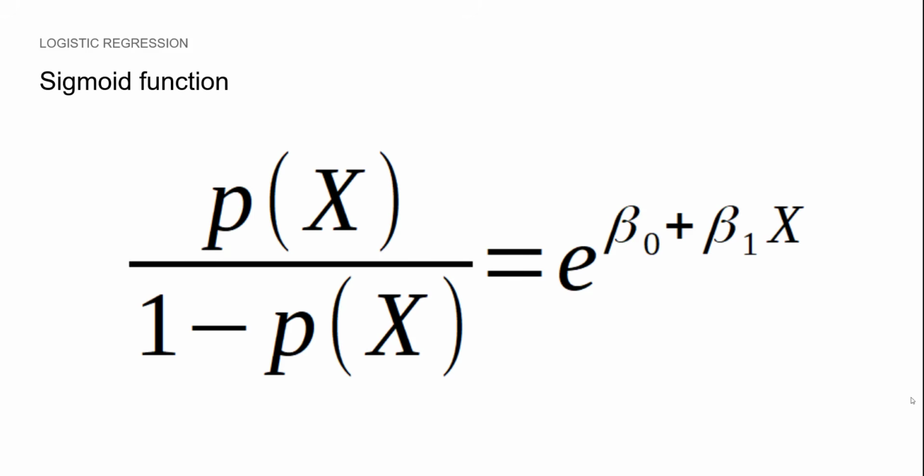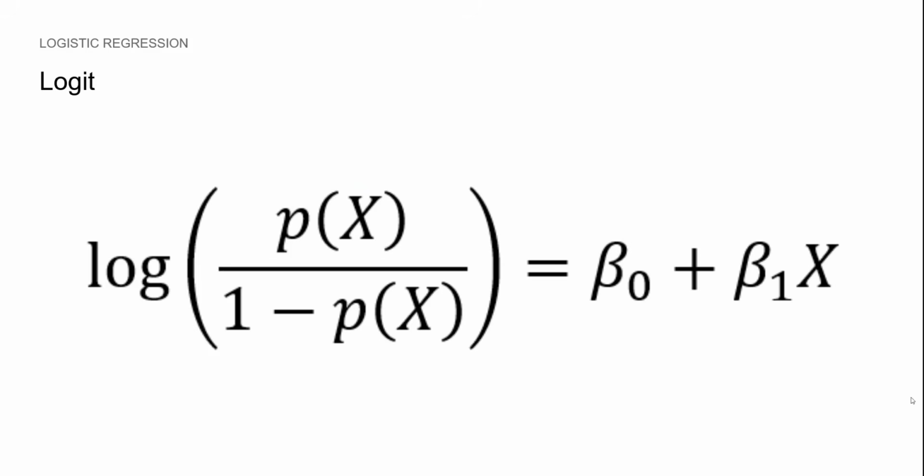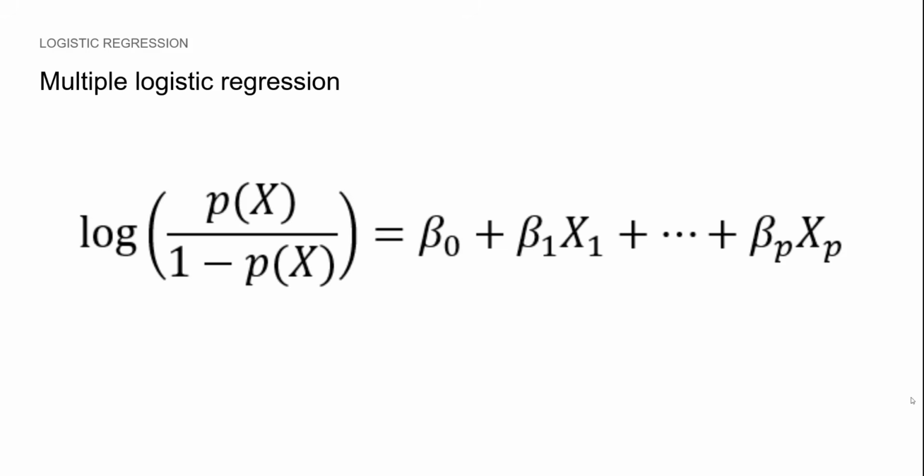With some manipulation, you can get to this formula here. So we are trying to get a linear equation for x. Take the log on both sides and you get the logit. As you can see now, it is linear with respect to x. And most importantly, the probability is bound between 0 and 1. Now, of course, we can extend the logit formula to accommodate multiple predictors. This always gives better results since you are considering more predictors.